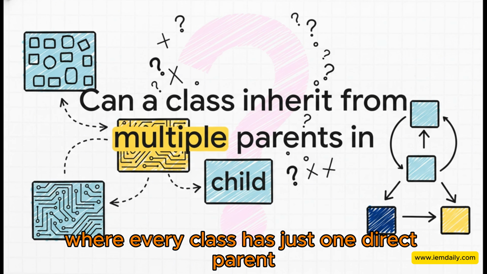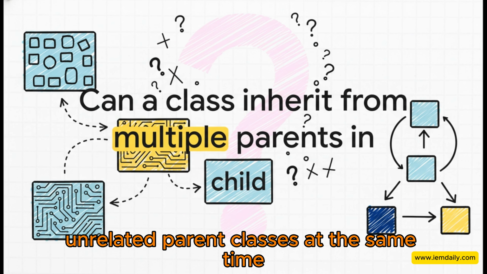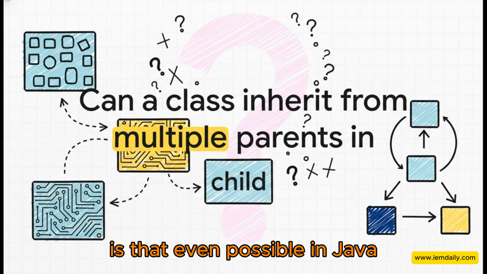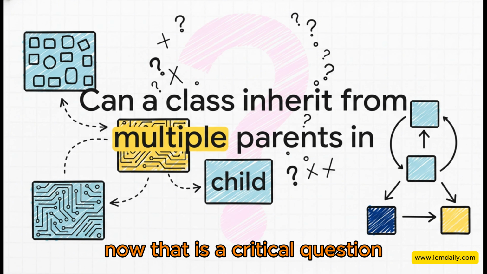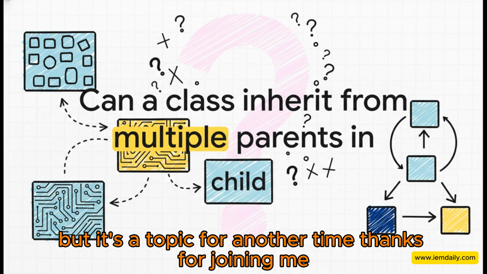And that leaves us with one final, very interesting question to think about. We've built this chain where every class has just one direct parent. But what if we wanted a class to inherit features from two totally different, unrelated parent classes at the same time? Is that even possible in Java? Now that is a critical question, and the answer tells you a lot about how Java is designed. But it's a topic for another time.